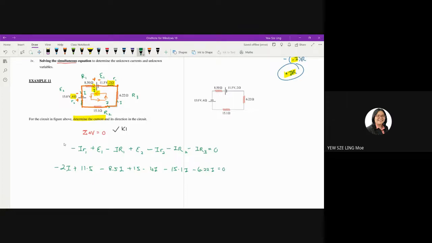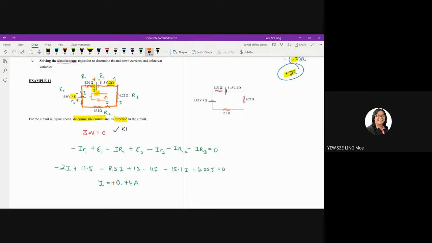So if you calculate everything correctly, eventually you should obtain I equals 0.74 ampere. But the question also asks you to determine the direction of the current. So how do I know whether it's correct or not? You look at the value. Now you have a positive value. If you have a positive value, that means the direction that you drew just now for the I is correct.